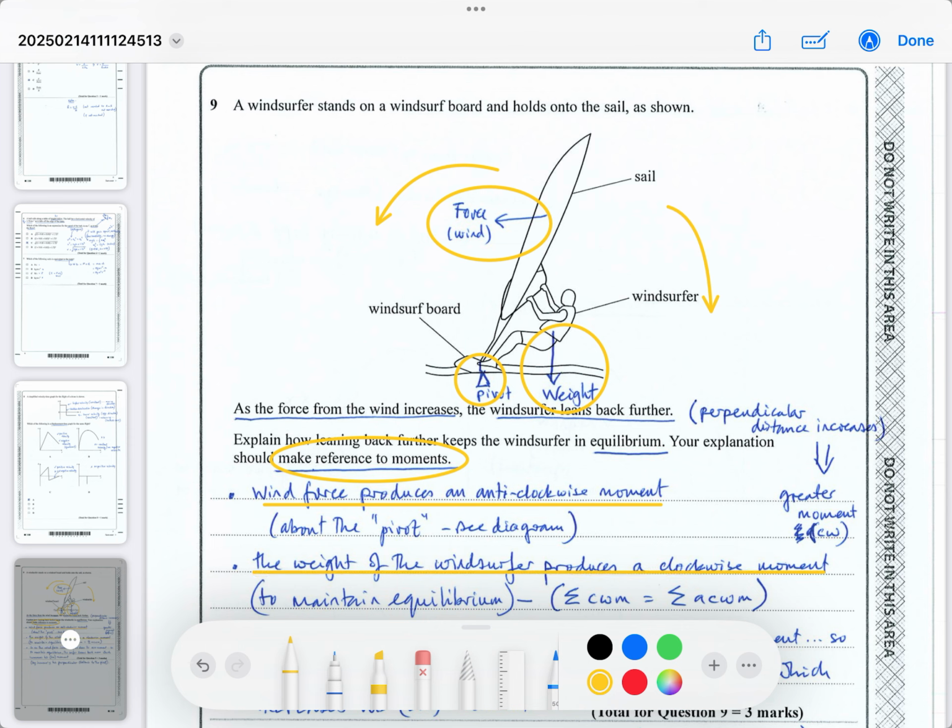And the weight of the windsurfer produces a clockwise moment. If the windsurfer wants to maintain equilibrium, that means the sum of the clockwise moments must constantly be equal to the sum of the anti-clockwise moments. Obviously this is a dynamic equilibrium situation because the force of the wind will depend on the direction of the wind and how he's moving his surfboard through the water, so it's constantly changing. The skill of the windsurfer is constantly trying to maintain the balance by adjusting his position and his distance from the pivot, which I have shown you.